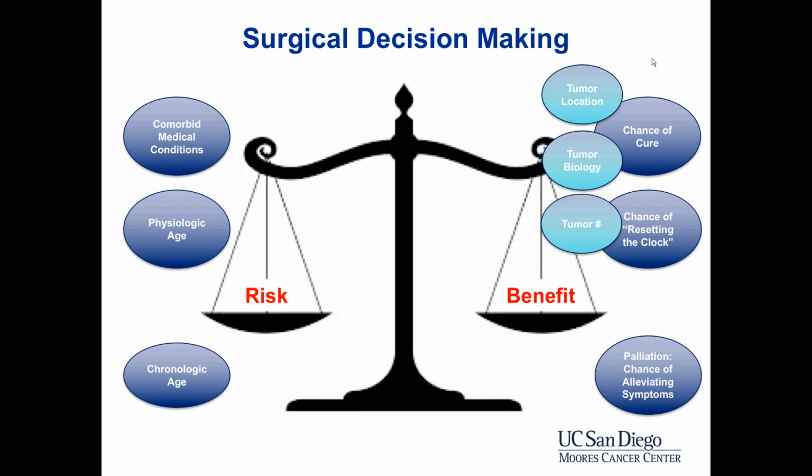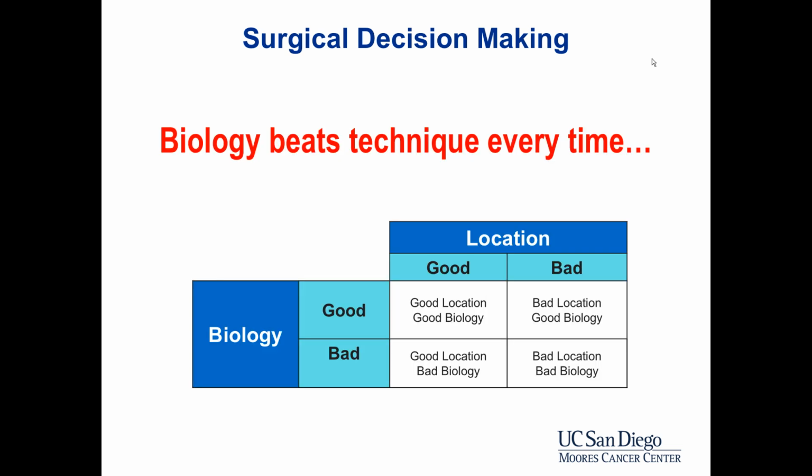Now, as a second part of the decision making, besides the goal of the operation, there are technical factors. Where is the tumor located? What's the biology of the tumor, and how many tumors are there? I like to think about diseases in terms of the biology and the location as really the two major factors. As a surgeon, our ultimate goal is to try to remove tumors, but we have to be realistic in that the biology of these tumors can be very aggressive, and biology often beats the technique when we're talking about resecting tumors if it's bad biology. So we need to pick the right patients for the right operations.